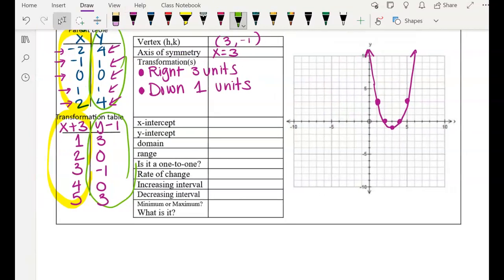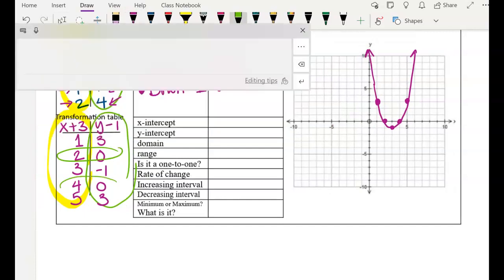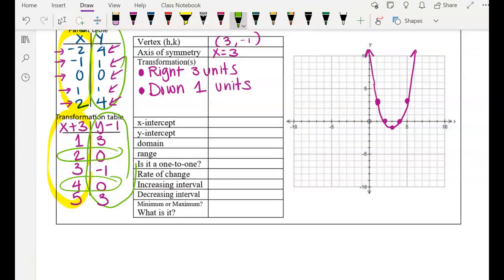X-intercept, it looks like we do have 2 y's that are 0. So we don't need to do any work for x-intercept. It will be (2, 0) and (4, 0). Nice and simple. Yay. Y-intercept, we can't really tell right now, so we will do some math. Domain, guys, is always all real or negative infinity to infinity. The range looks like y is bigger than or equal to negative 1, or bracket at negative 1 and it goes up, so that's infinity.